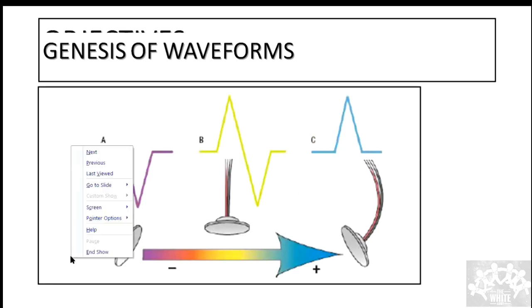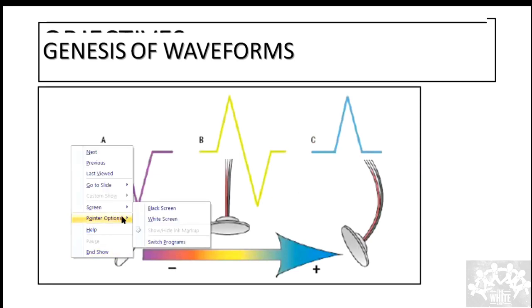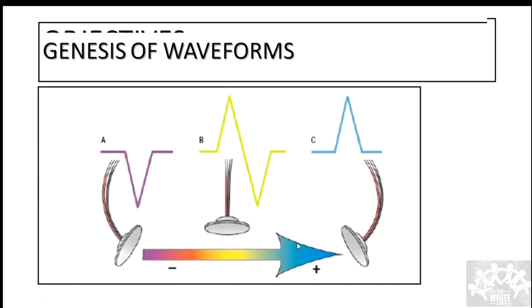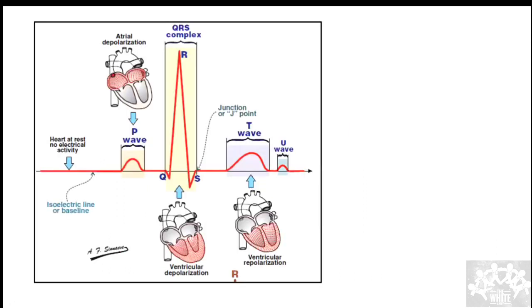Okay, so very quickly, this is what is there. Yesterday we saw any positive activity that is coming towards the lead will show a positive deflection, and anything away from the lead is going to show a negative deflection. So with this, the P wave represents atrial depolarization, QRS represents ventricular depolarization, the T wave represents ventricular repolarization, U wave represents papillary muscle repolarization.